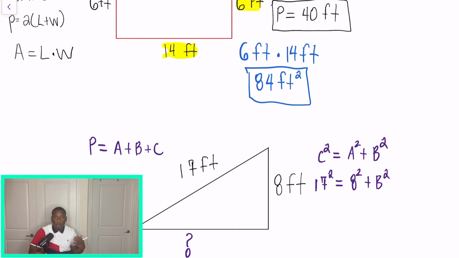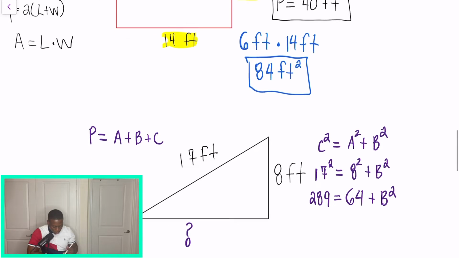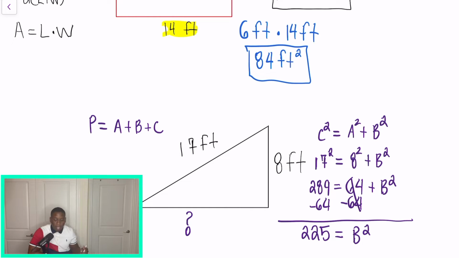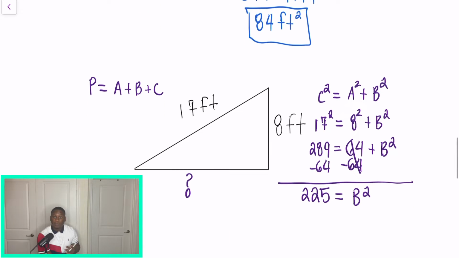And once we start working out the math, we're going to get 289 is equal to 64 plus B squared, right? Subtract 64 from both sides of the equation. And now we have 225 is equal to B squared. So technically what they're saying is, hey, you need to figure out what the square root of 225 is. So luckily for us, that is a perfect square.